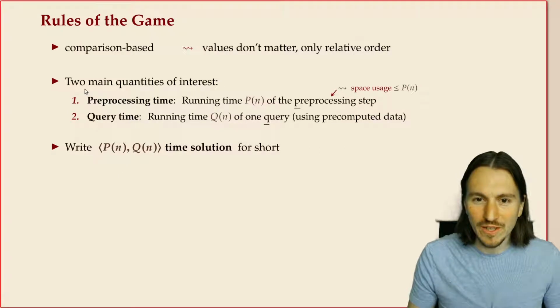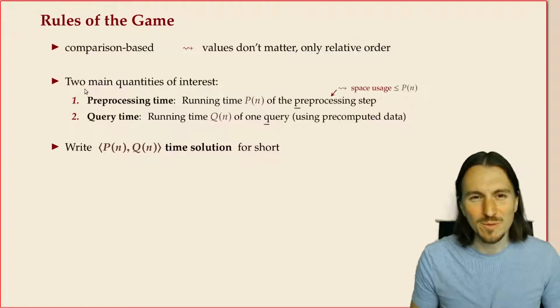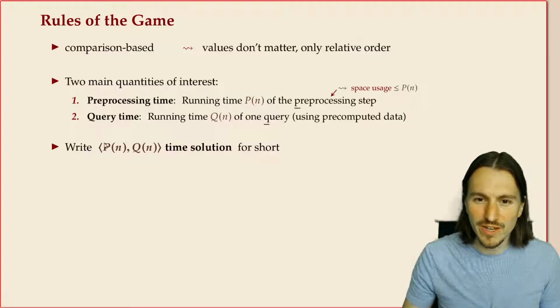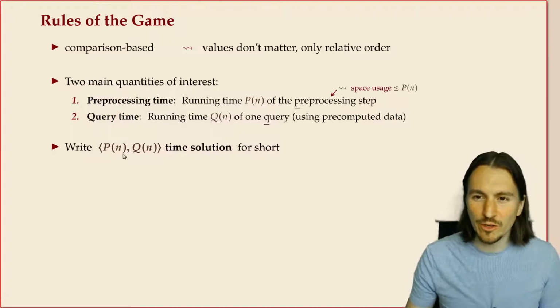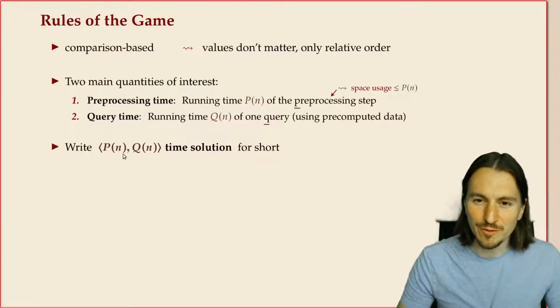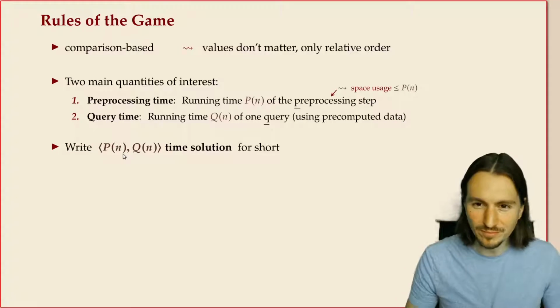So when I say here 2 main quantities of interest, that's a bit of a lie. We do care a lot about the space. It's just that by bounding the pre-processing time, we automatically get a bound on the space. And that will in general already be enough to have a best possible solution.